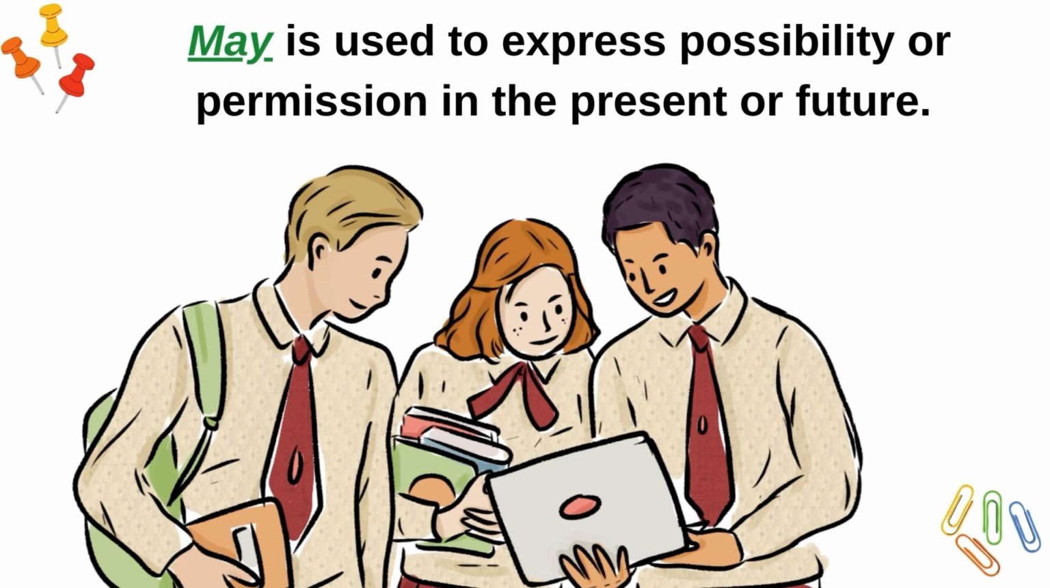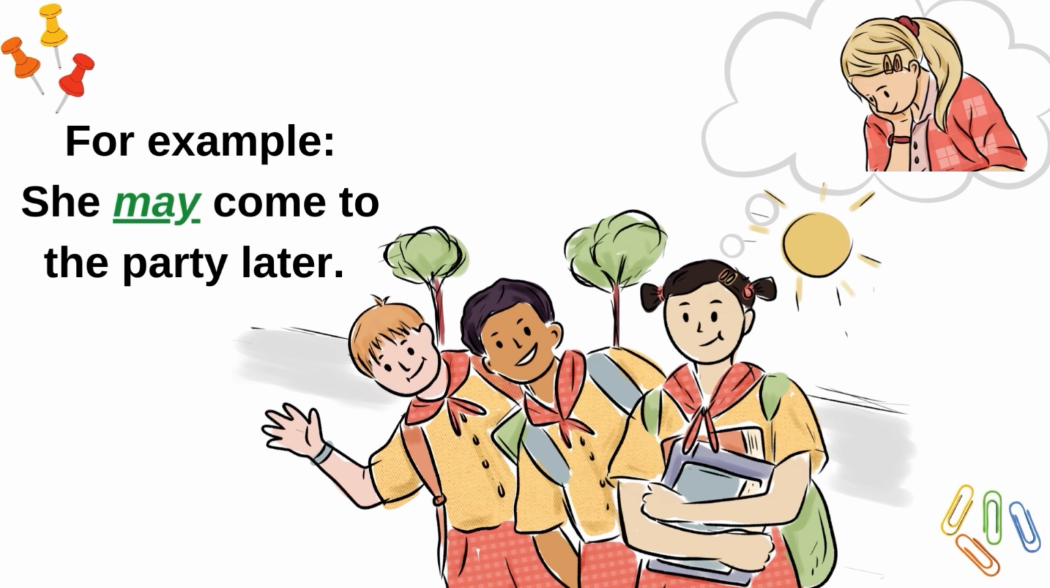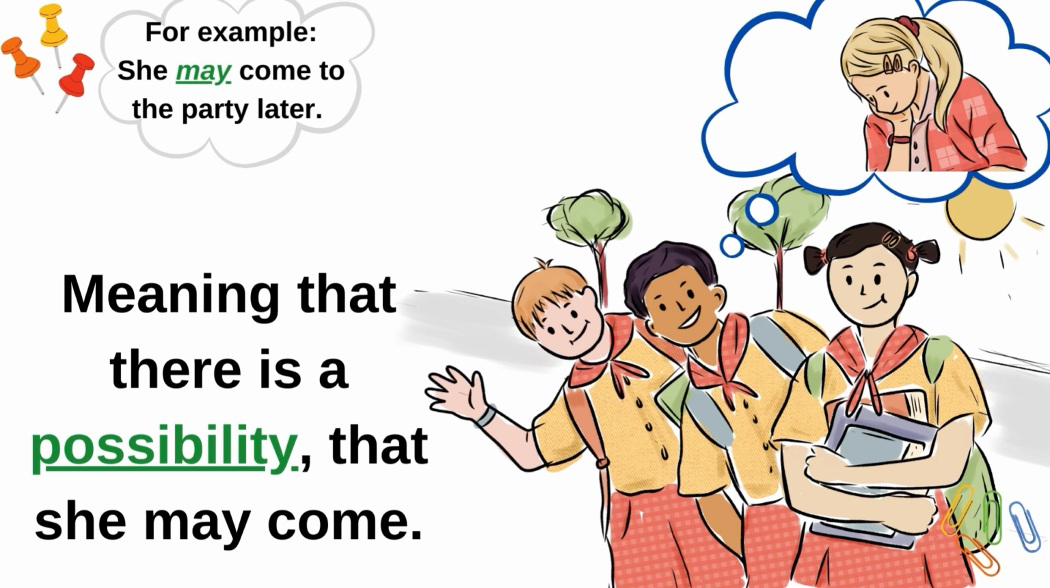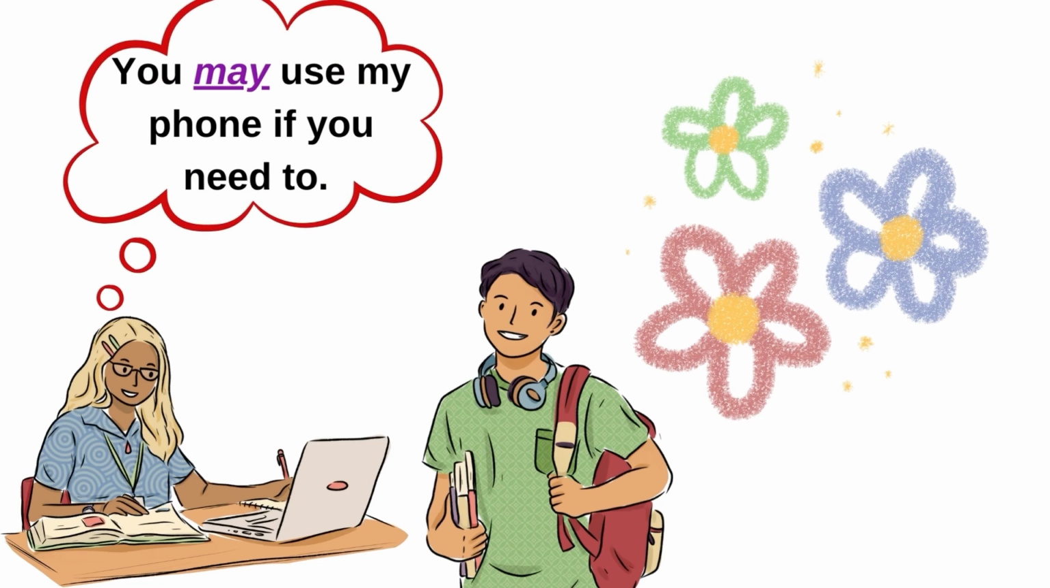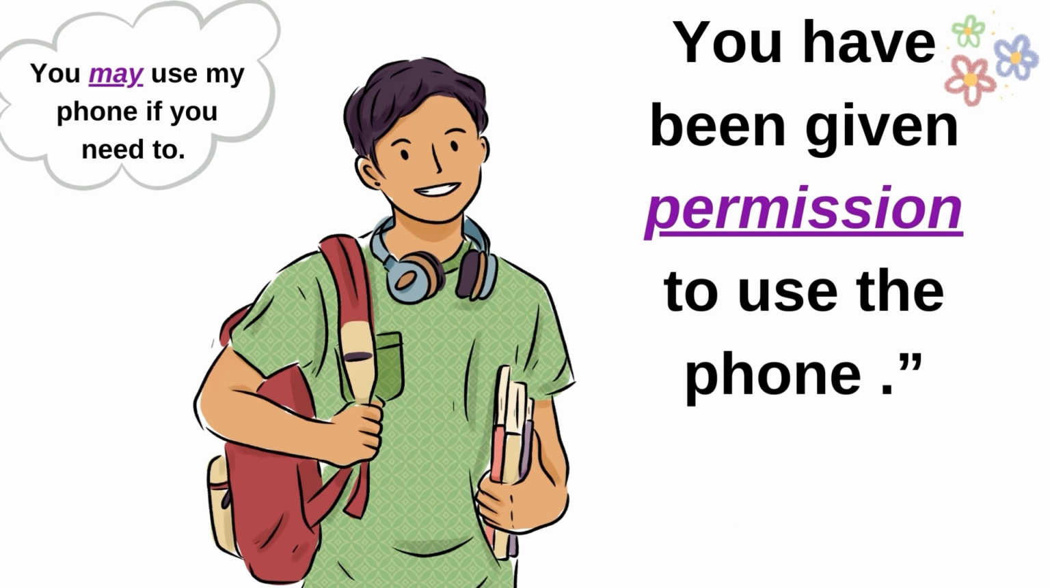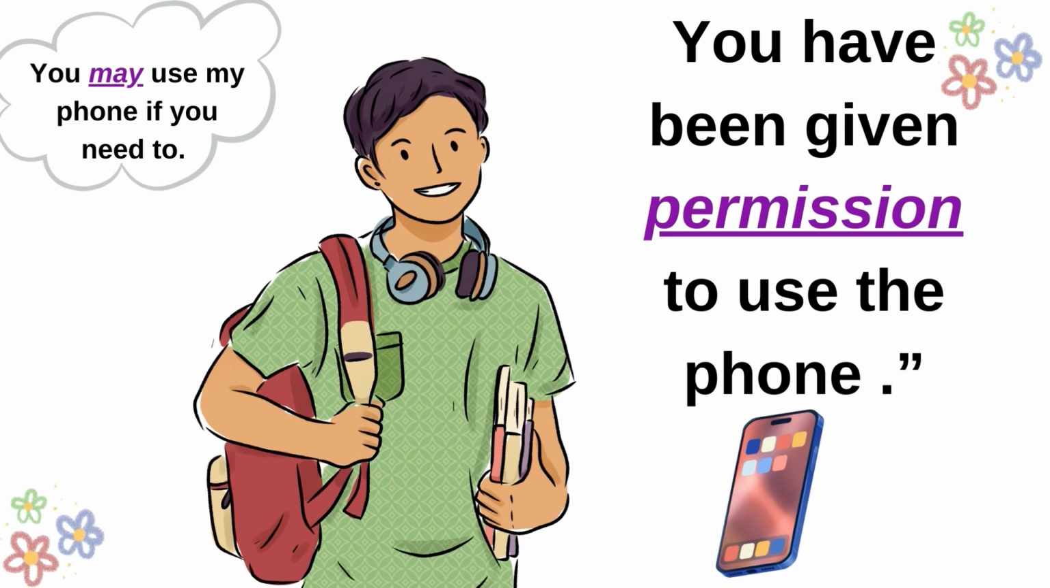May is used to express possibility or permission in the present or future. For example, she may come to the party later, meaning that there is a possibility that she may come. You may use my phone if you need to. You have been given permission to use the phone.